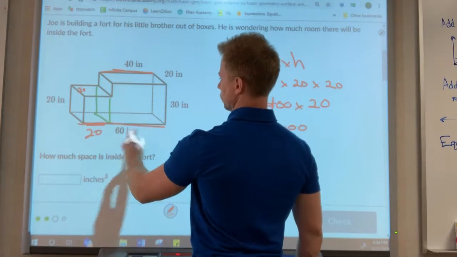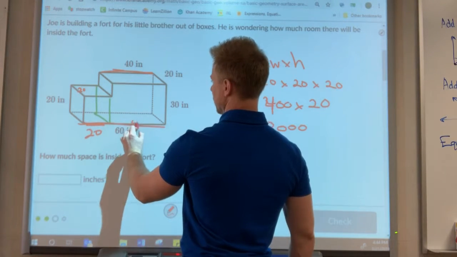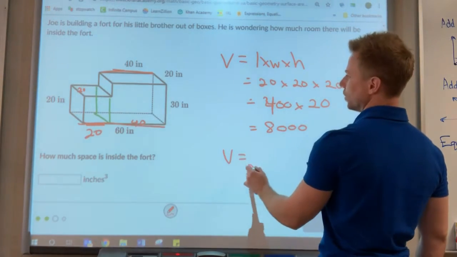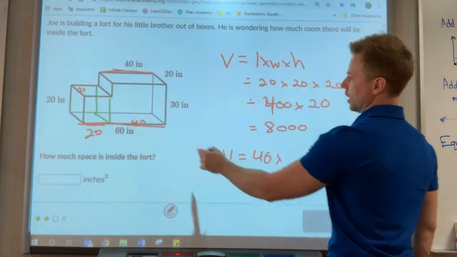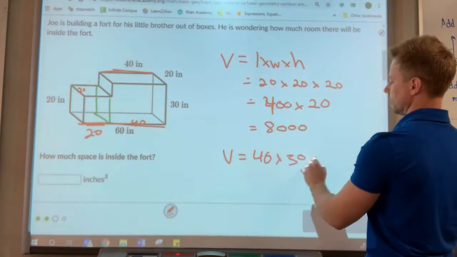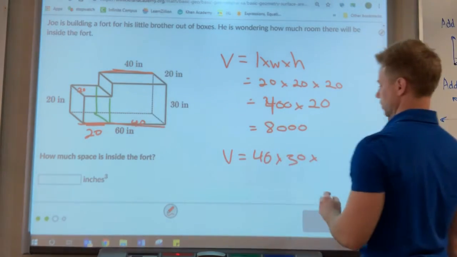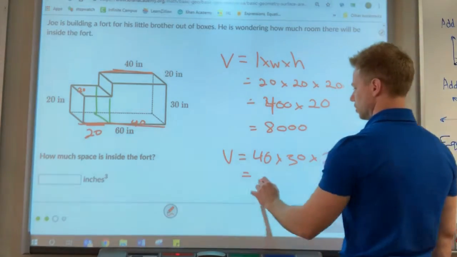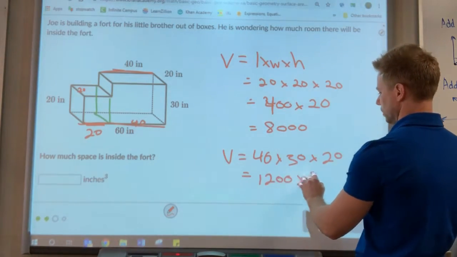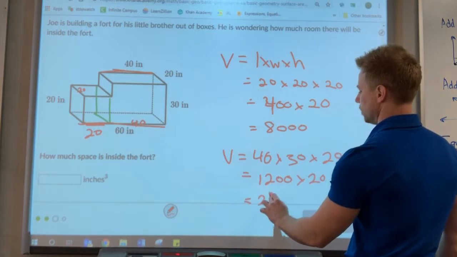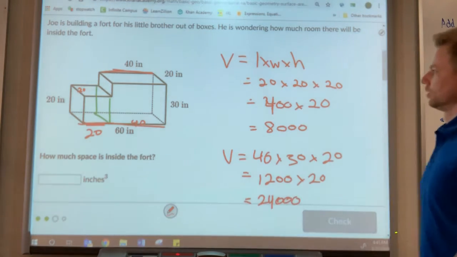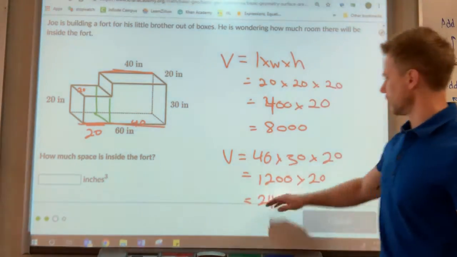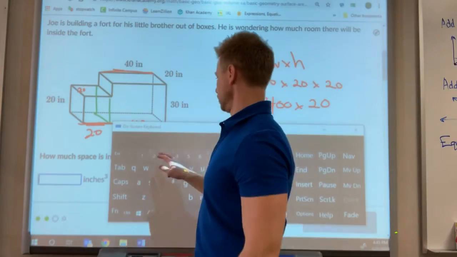And then the bigger one. So if the whole thing is 60 and this much is 20, that means this is 40, which is the same as the top. So for the bigger one, we would do 40 times a height of 30 times a depth of 20. So 40 times 30 is 1,200, times 20 is 24,000. And then we'll add those two together to get 32,000. 24,000 plus 8,000 is 32,000.